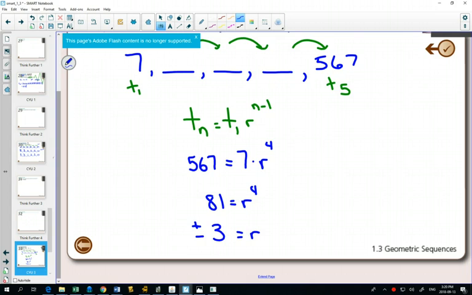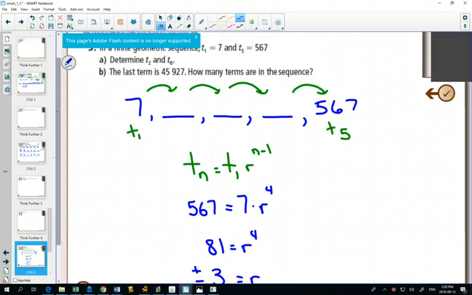So when we're finding term 2, can you see that term 2 could be 21 or negative 21. And if I multiply 567 times 3, the next one could be 1701 or negative 1701. The last term is 45,927. How many terms are in this sequence?